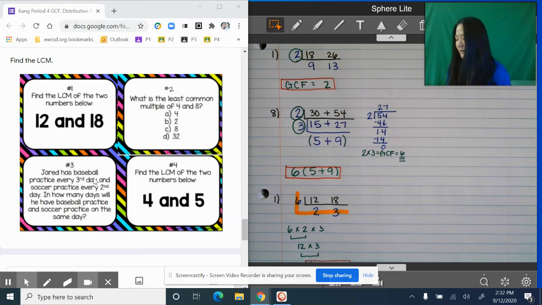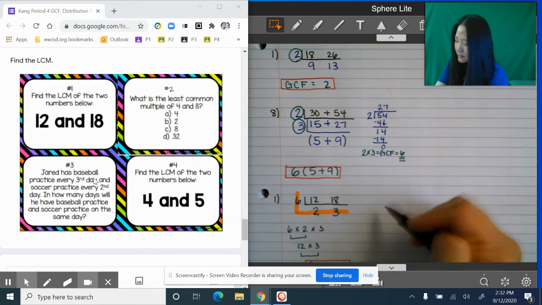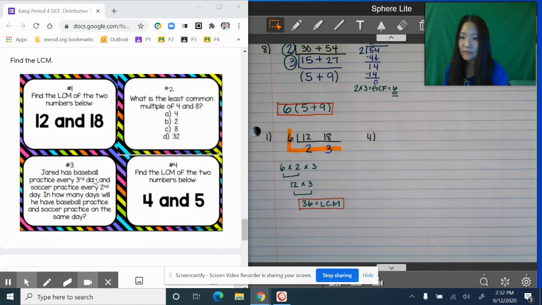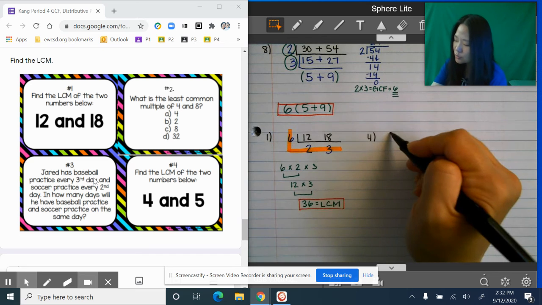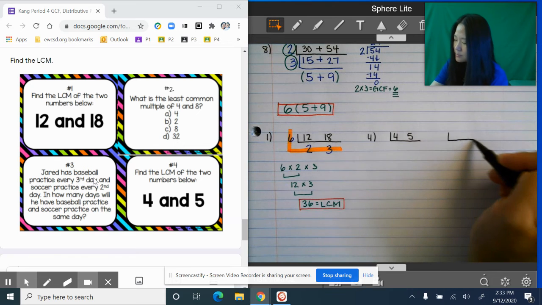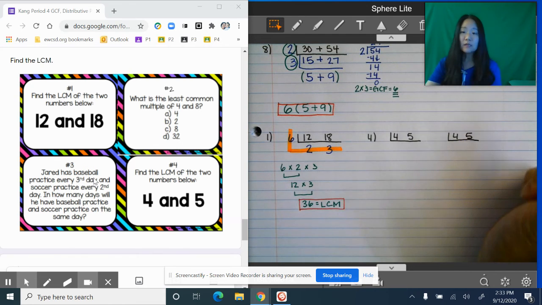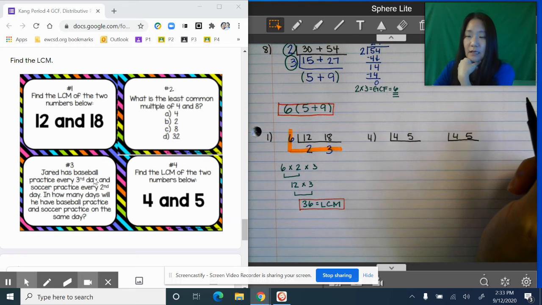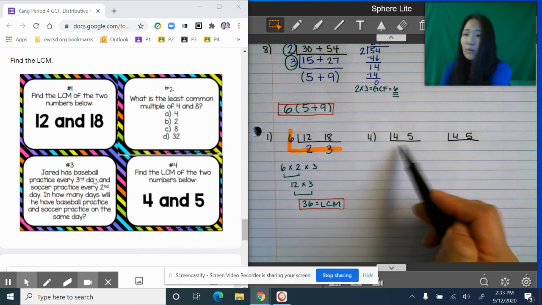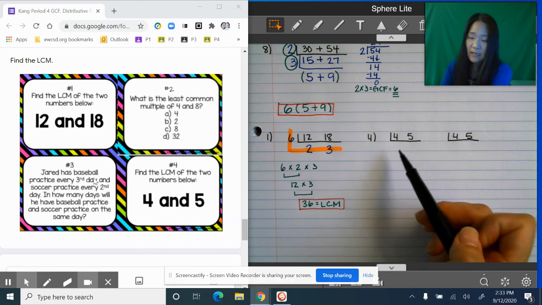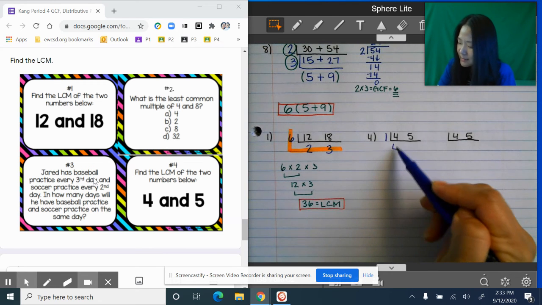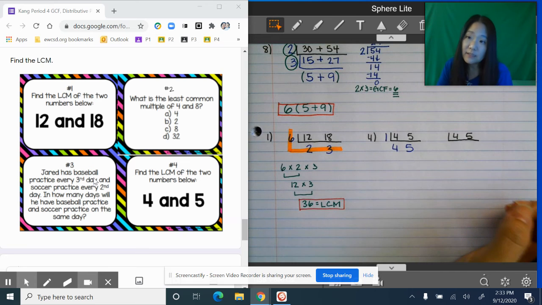Now I'm going to do number 4, on the side here. I'm going to show you number 4 two different ways, but they both start out with the ladder method, because I want to find the least common multiple using the ladder method. However, you notice that there's no other common factor other than 1. We told you not to divide by 1, because if you divide by 1, you're just going to get the same 4 and 5, which really doesn't do anything.